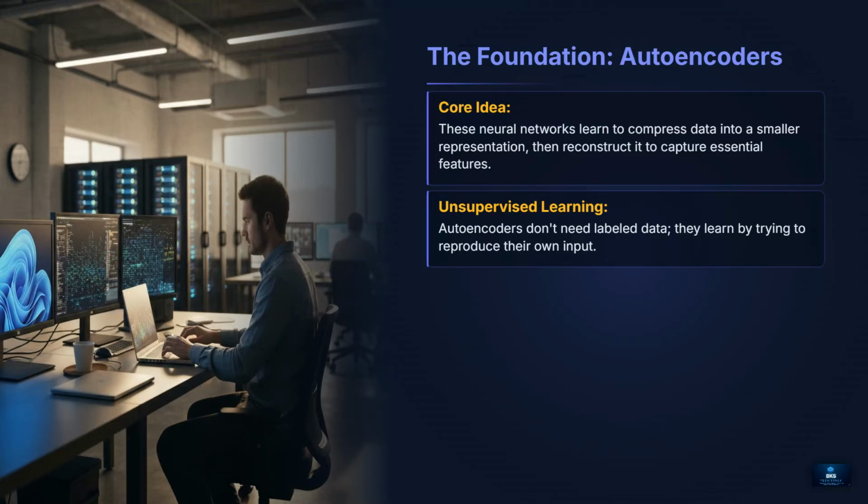Before we get into the advanced stuff, let's quickly recap autoencoders. Basically, what's happening here is they're smart neural networks that learn to compress data into a condensed form, then rebuild it. Think of it like learning to summarize a book and then writing a new version from your summary.